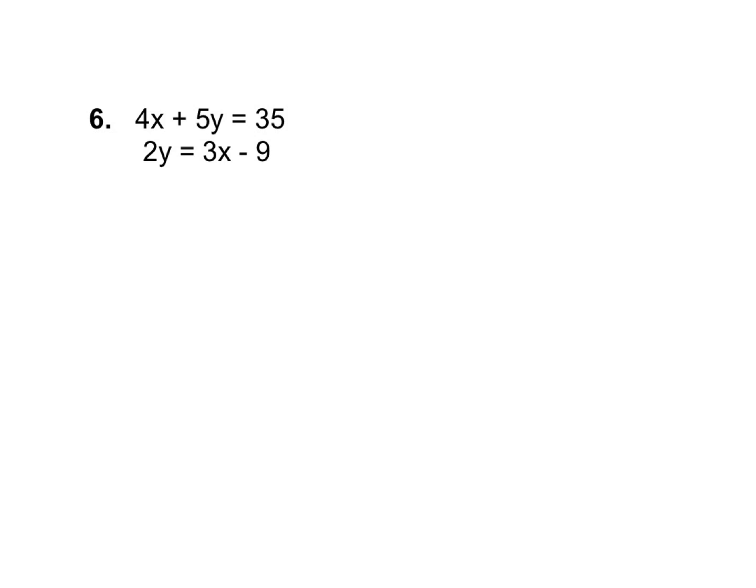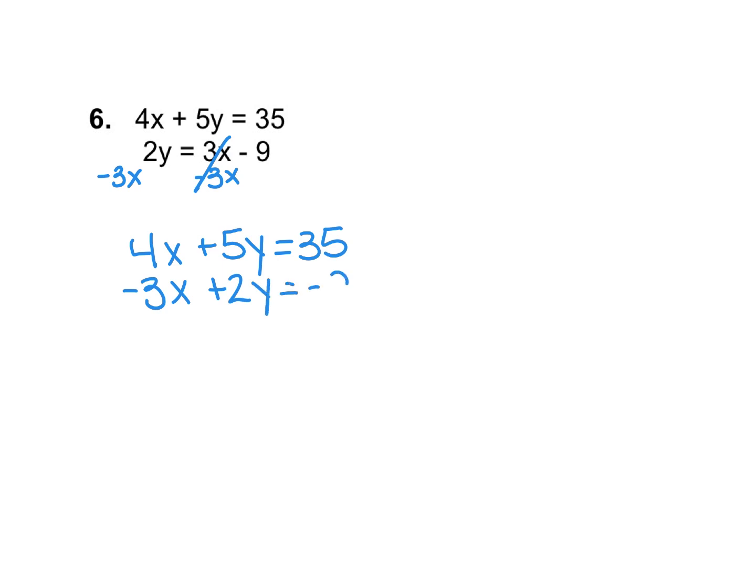All right, question number 6. Notice again how our terms are not lined up. And so we're going to rearrange the second equation here. And we're going to do that by moving the 3x to the other side so we can line up the terms. And again, let's go ahead and I'm going to rewrite my first line. 4x plus 5y is equal to 35. And now I just subtracted the 3x, so I have negative 3x plus 2y is equal to negative 9.